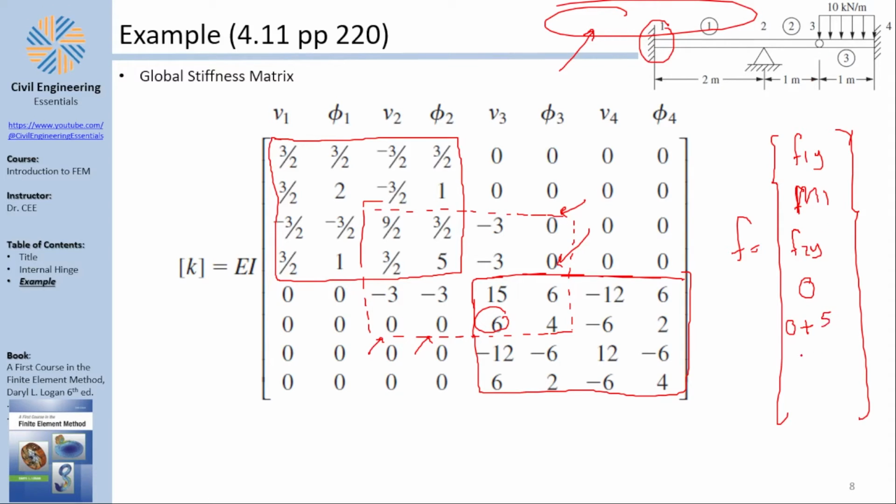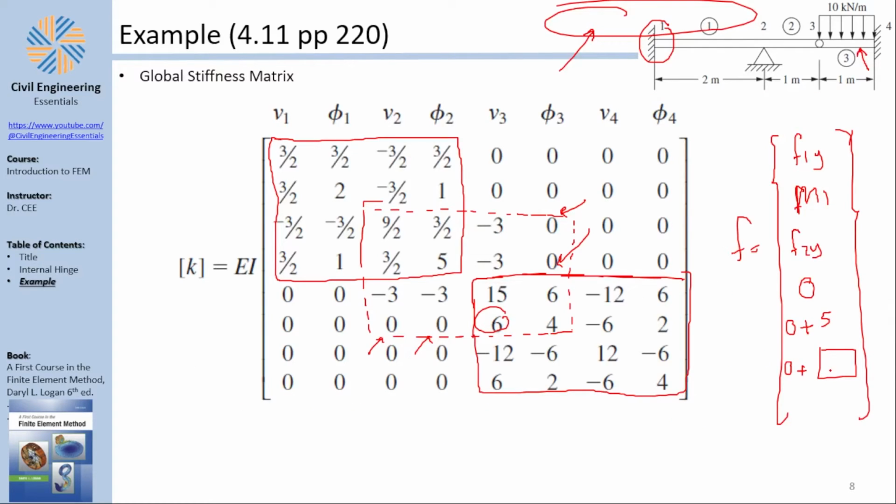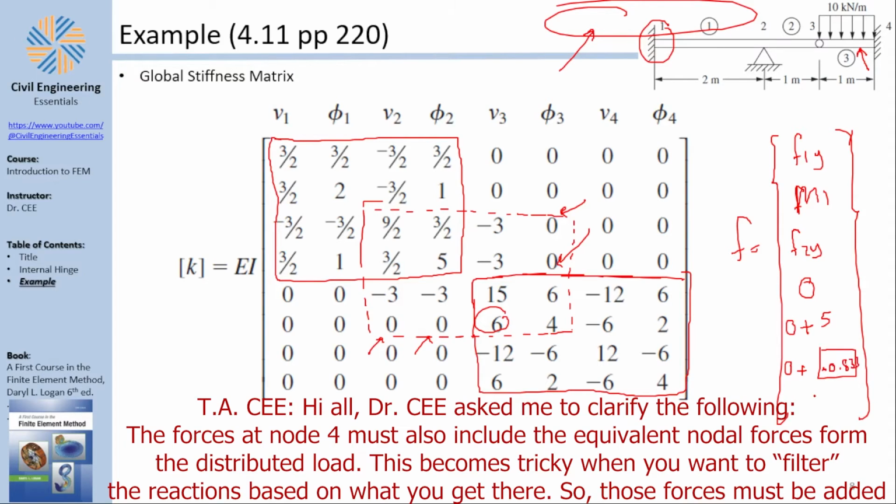Moment at 3 is, well, there is no external moment, 0, but wait, there is a moment from the external distributed force. I think it was WL squared over 12, I forgot. I totally forgot what it is. Let me just cheat very quickly. Yeah, I think it's WL squared over 12, so it's negative 0.833. And at node number 4, you have F4y, which you don't know, and M4.